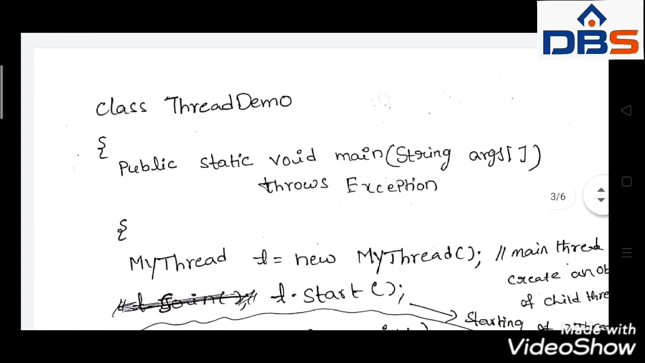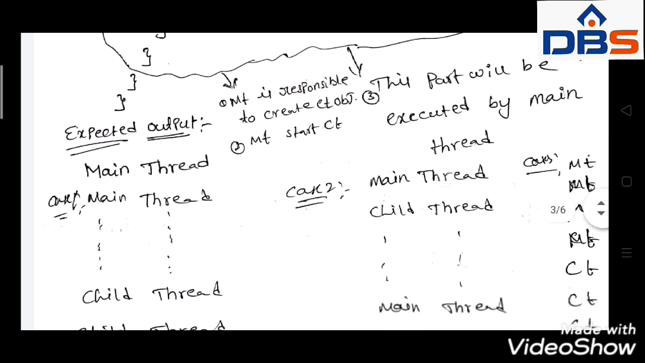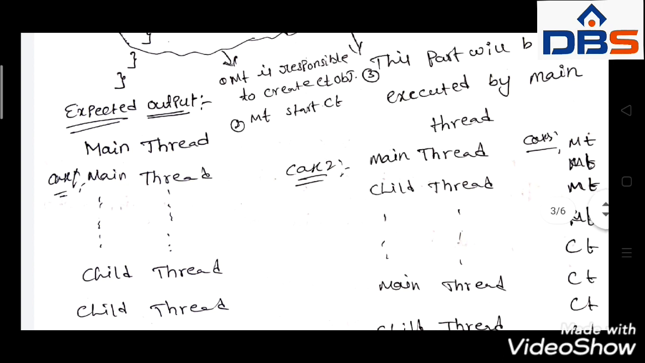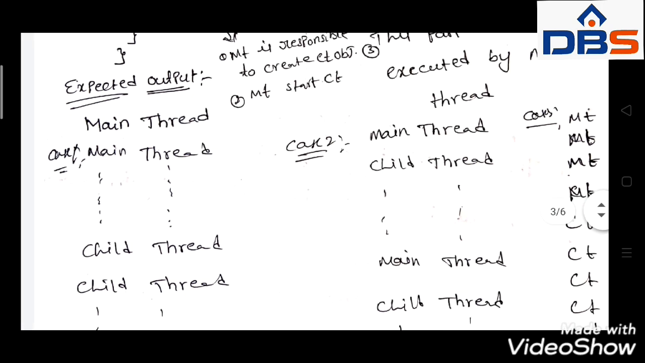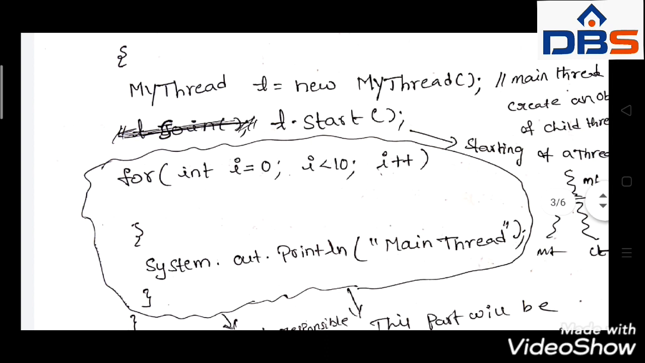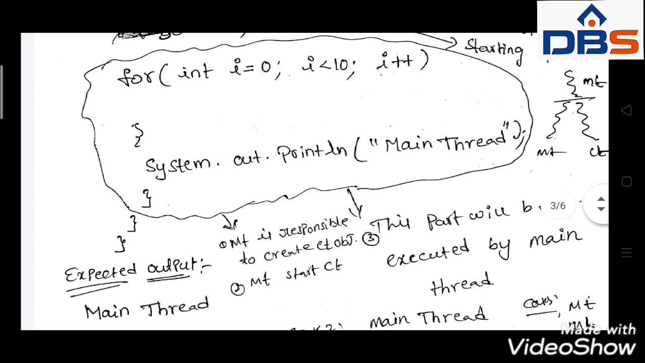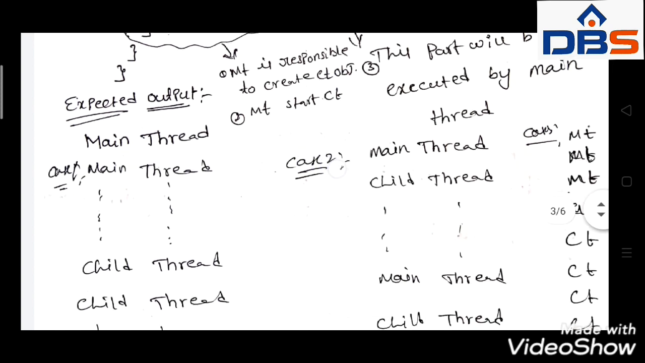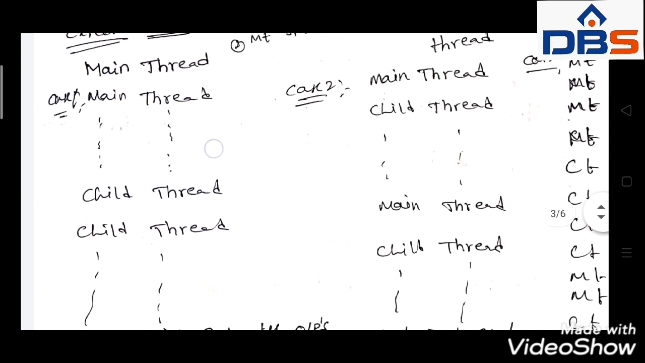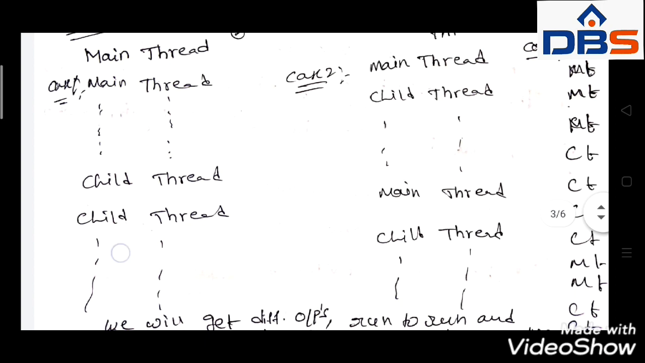So now we can expect which type of output we will get in this particular program. Here we can't say exactly this is the output. Why? Because it will execute the threads simultaneously. My expected outputs are in 3 cases. So case 1. How many times do I want to print? Less than 10 means 0 to 10, that is 10 times. So in case 1 as expected output, 10 times it will print main thread. After printing the main thread, then it will print 10 times the child thread.